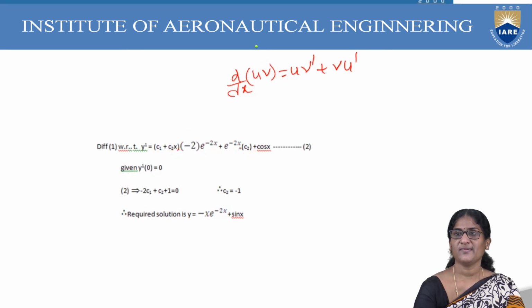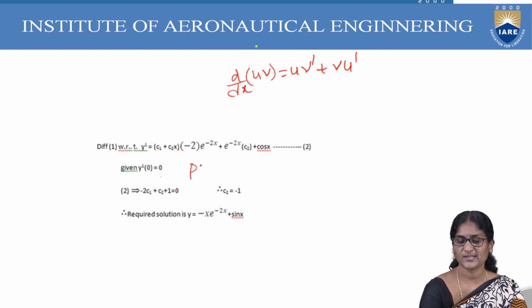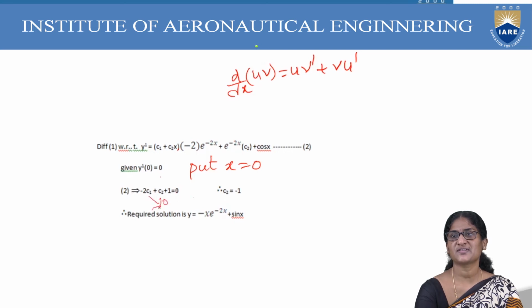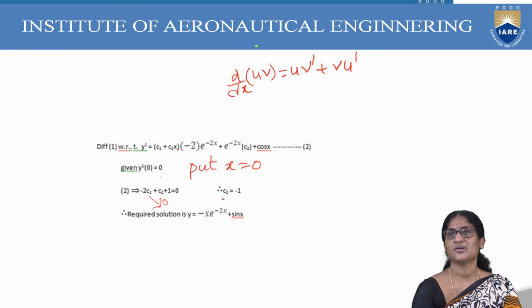Now given y dash is equal to 0, put x is equal to 0 in this y dash. So what you're going to get is 2 minus 2 c1 plus c2 plus 1 is equal to 0. And c1 is already 0 from the previous case. So here I get the c2 value, that is minus 1.